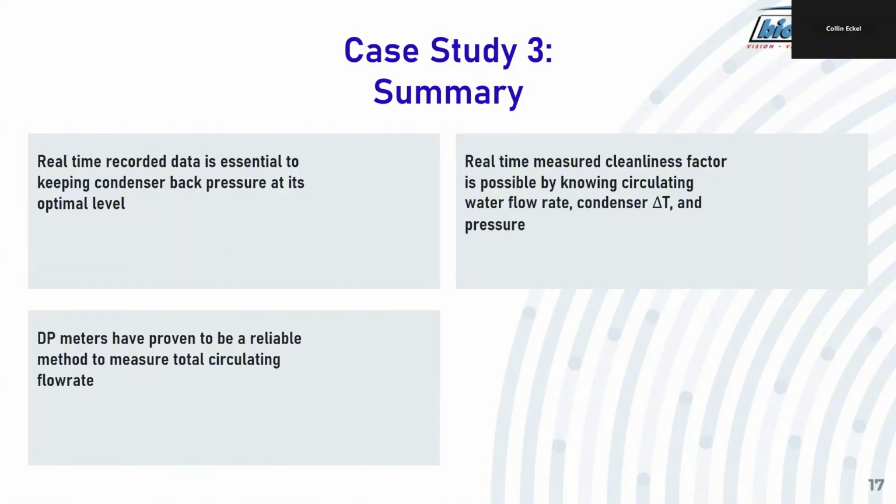Real-time data analysis aids in identifying causes of high back pressure, whether it's from air leakage, poor vacuum pump capacity, or steam jet air ejector capacity. And by measuring the flow between the condenser and the vacuum pump as well, you can monitor your air leakage and your ejector capacities, saving troubleshooting time. The real-time cleanliness factor can be calculated and displayed with the right equipment, and the DP meters have been proven to be a reliable method of measuring circulating water flow rate.